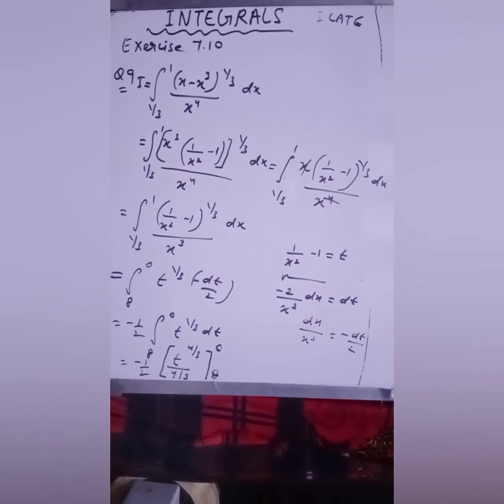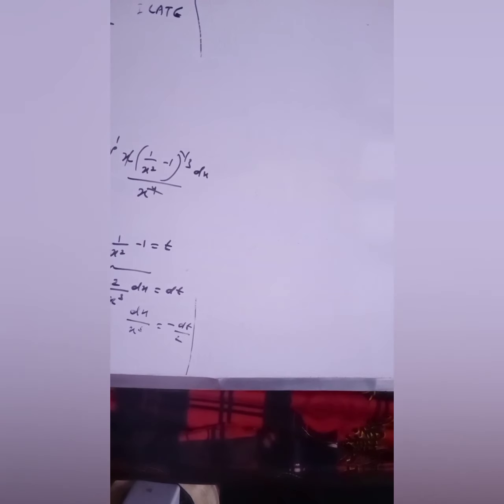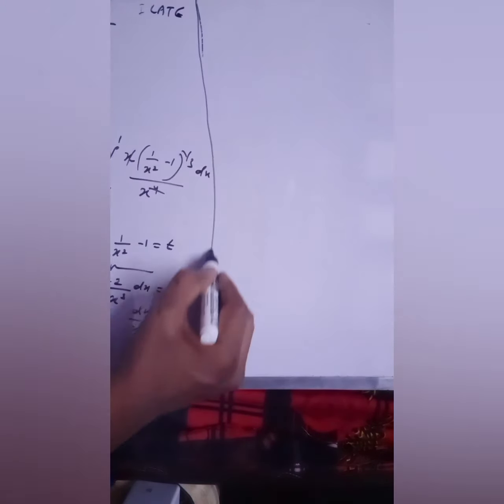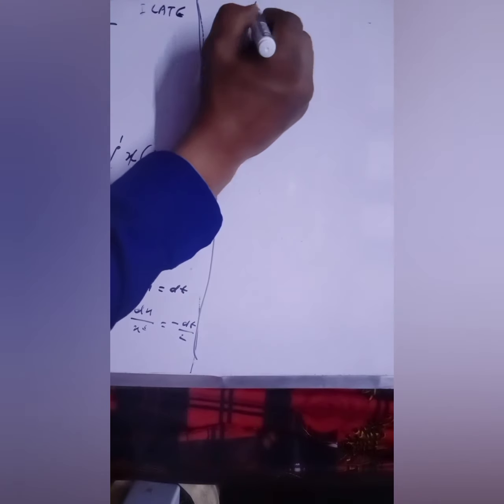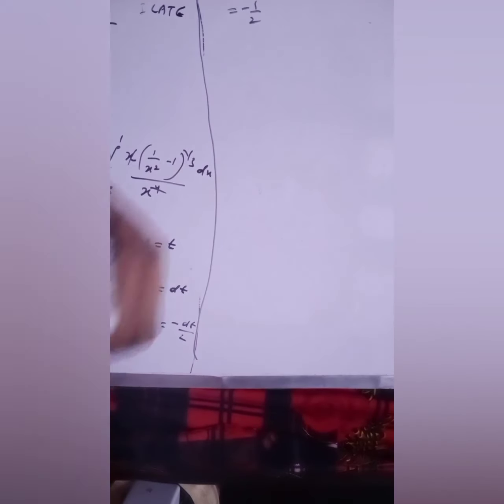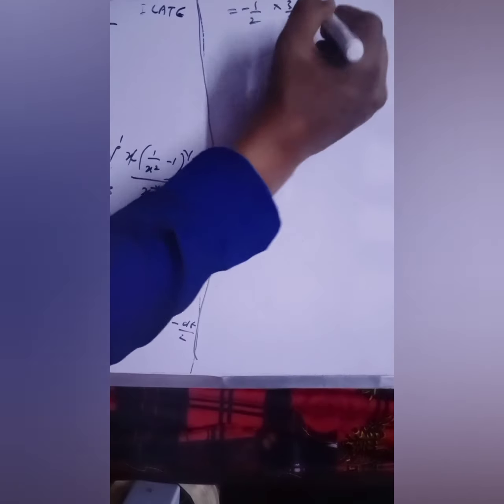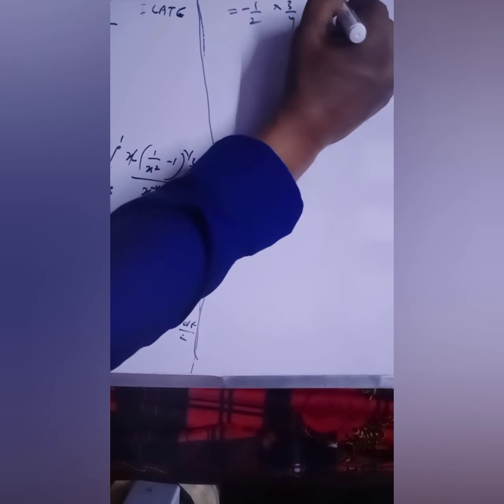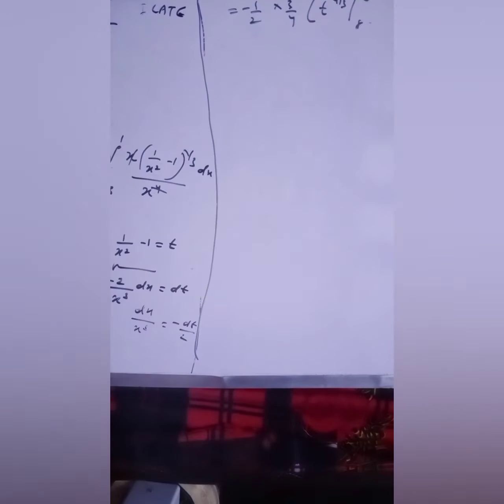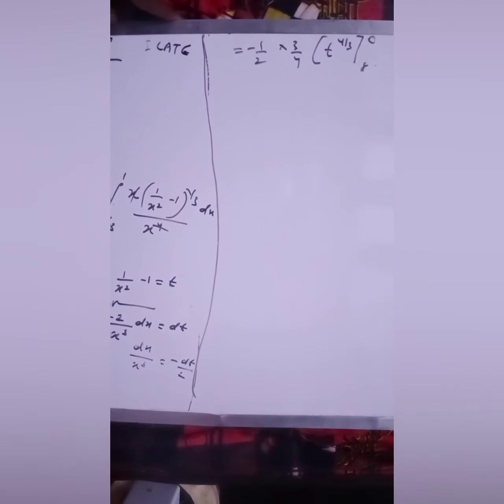Here you have to write 8. Got it? Now on the next page I'm going to solve this question. Just wait. So minus 1/2 will remain outside, and in place of this 3/4 will come outside, and t raised to power 4/3 with the limit 8 here and 0 here. You have to write. Just see. Now you can see. Okay.